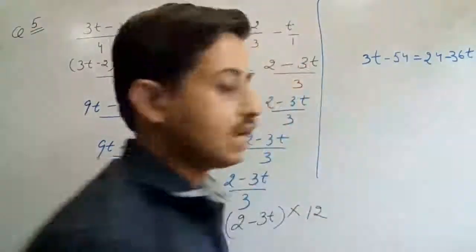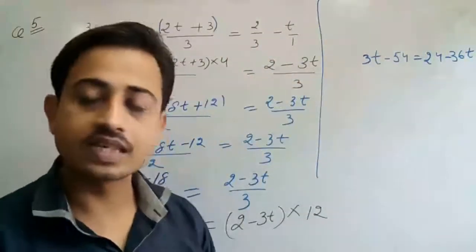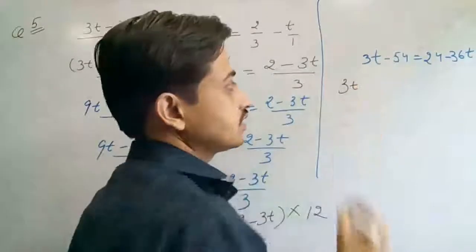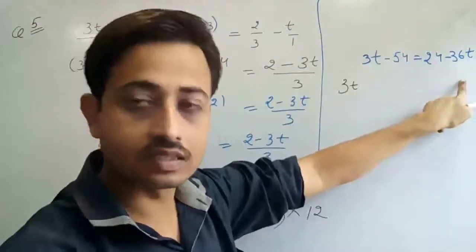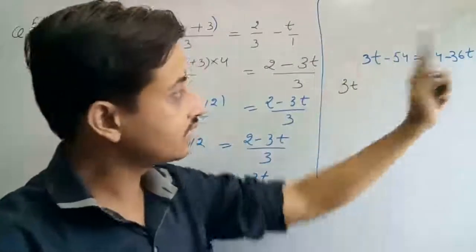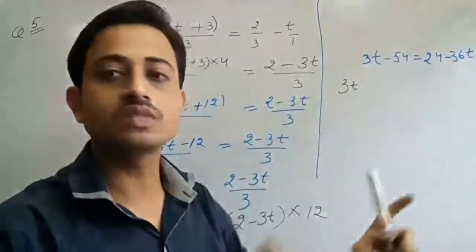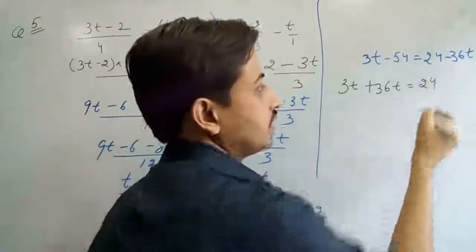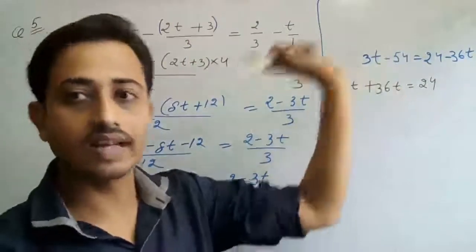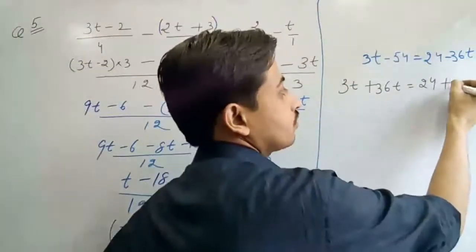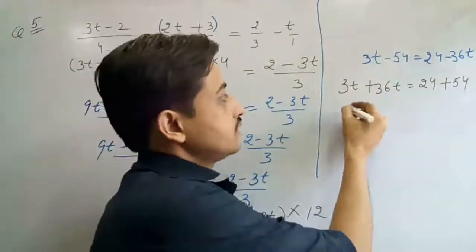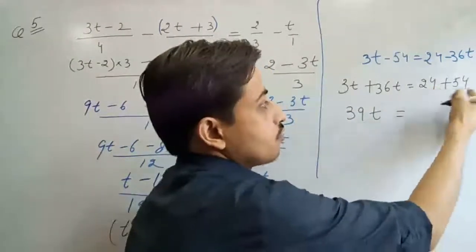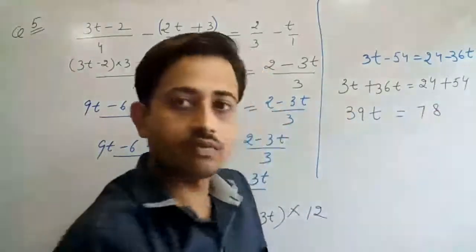And we have to get the value of the variable. Variable in this case is t. So we have to separate t. That's why I am writing 3t as it is. And I have to take this minus 36t to the left hand side. So the negative sign of the negative 36t becomes positive. So it becomes 36t positive. This is 24 as it is. Same here. We have to take this minus 54 to the right hand side. So this also becomes positive 54. Now solve this. 36 plus 3, we get 39t. Solve here. 24 plus 54, 78. We get 78.